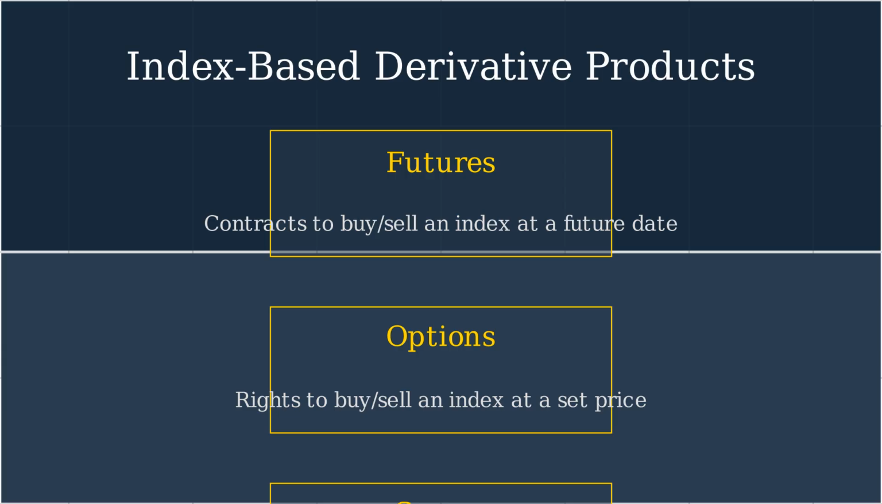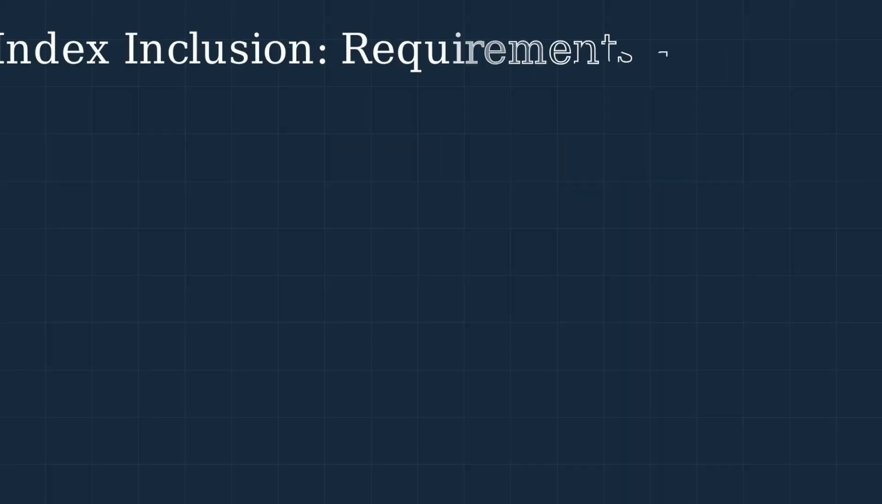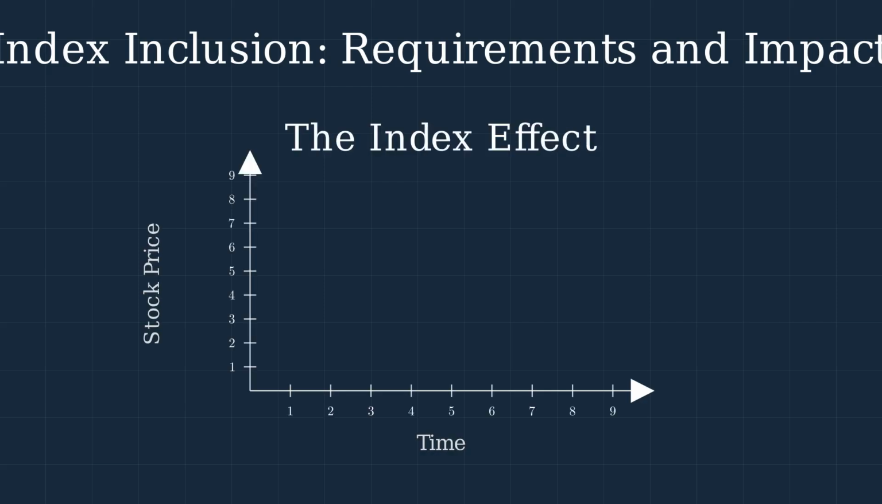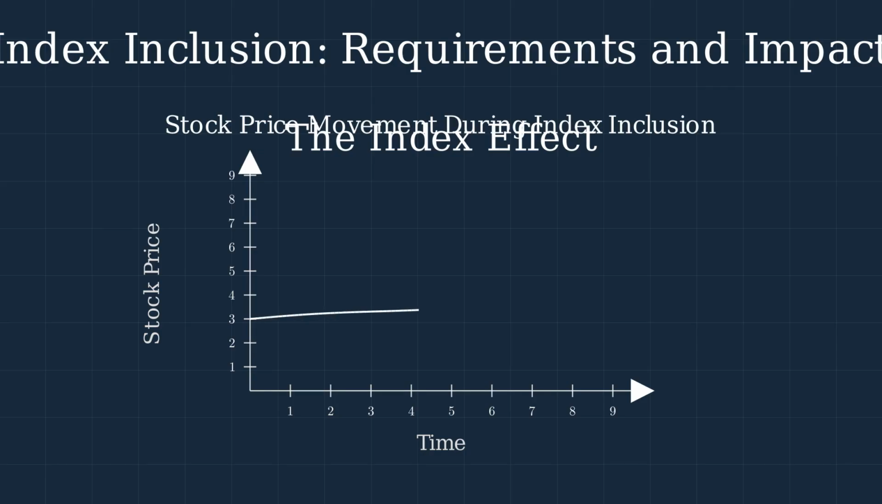When companies are added to major stock indices, they typically experience a significant stock price boost. This chart demonstrates what's known as the index effect. Before the announcement, the stock typically trades normally. When inclusion is announced, there's usually an immediate price jump due to increased demand from index funds and ETFs that must purchase shares to maintain accurate tracking.